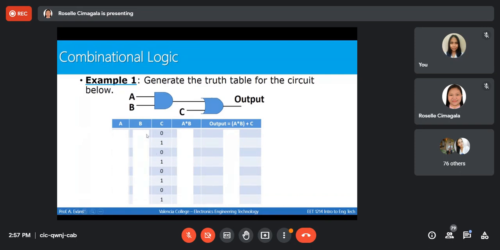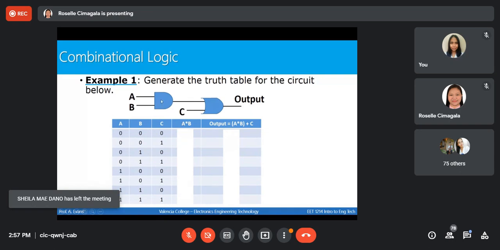Then fill in input B: 2 zeros, 2 ones, 2 zeros, 2 ones, all the way down. Then fill in input A: 4 zeros, 4 ones. Now we're going to fill in this column right here, which is the output of the AND gate. So we're going to be taking column A, column B, and performing the AND operation.